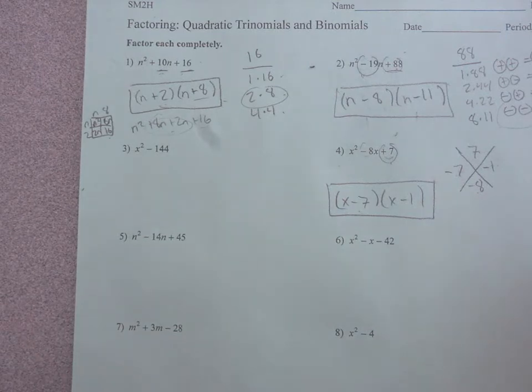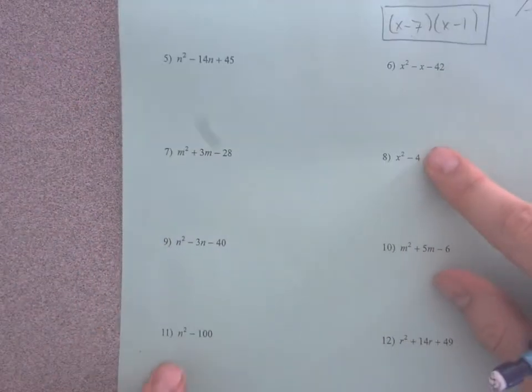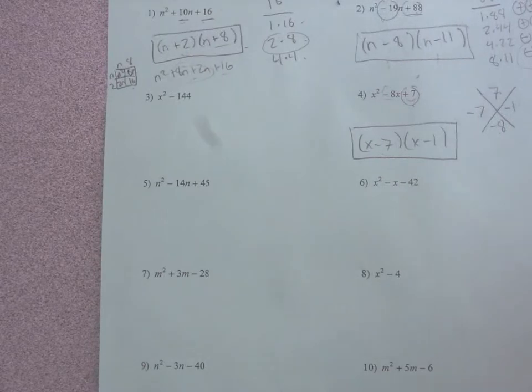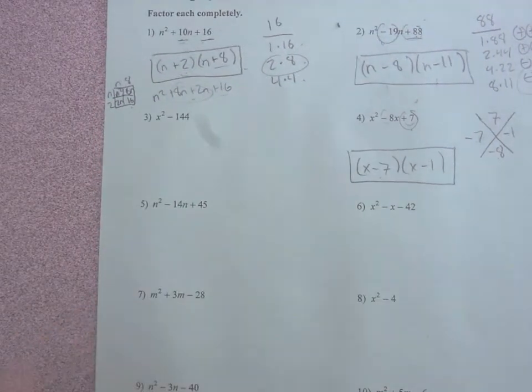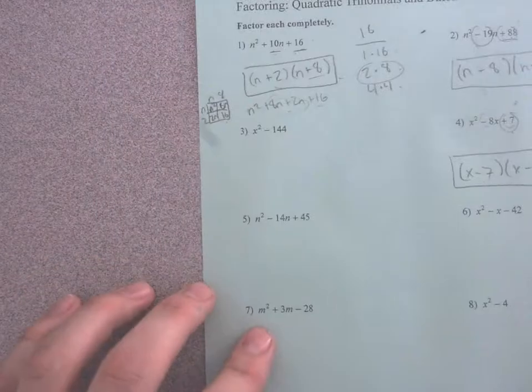Okay, now if you look at this assignment, you'll notice that 3 and 8 and 11 are all kind of similar. And we're going to go back and talk about those later. Right now, I think I want to stick to the trinomials, the ones with 3 terms, because that's what we're practicing, and I want to give you some experience with that. Okay, let's take a look at number 5.